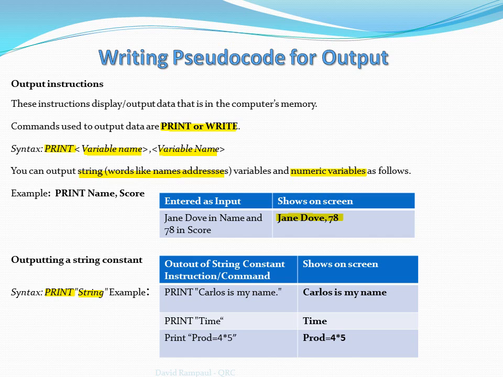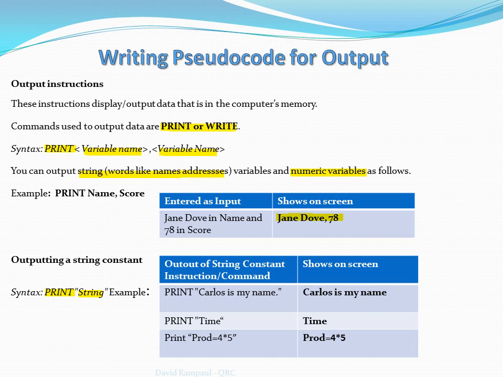The syntax for it is simply to use the word print or write followed by a variable name and another variable name if there were two necessary to be printed. You should note that from now on, syntax means the basic structure that it will follow. You can output strings. Strings are words like names and addresses, those are string variables, or you can output numeric variables, which would be numbers. Let's look at an example.